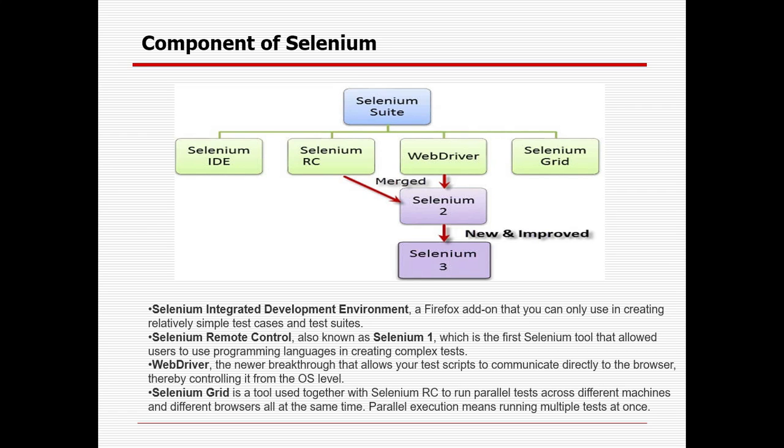After that, Selenium remote control and Selenium WebDriver merged, and Selenium 2 and 3 came, and nowadays Selenium 4 is also available. And the last component of Selenium is Selenium Grid, through which we can perform parallel or distributed testing. So parallel testing, what does it mean? The same set of test cases you will be running on different operating systems or different browser combinations.